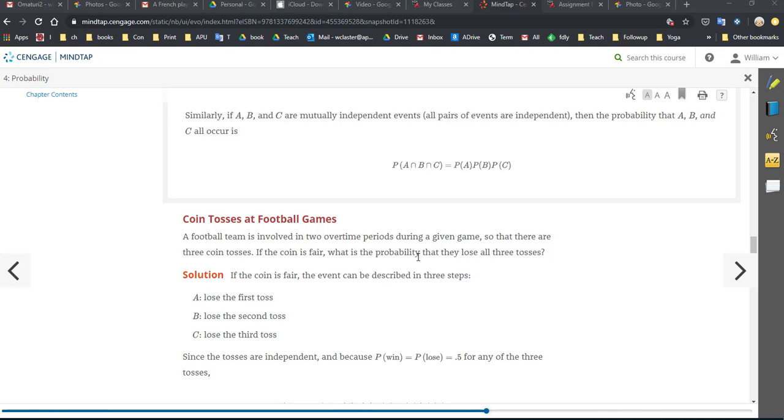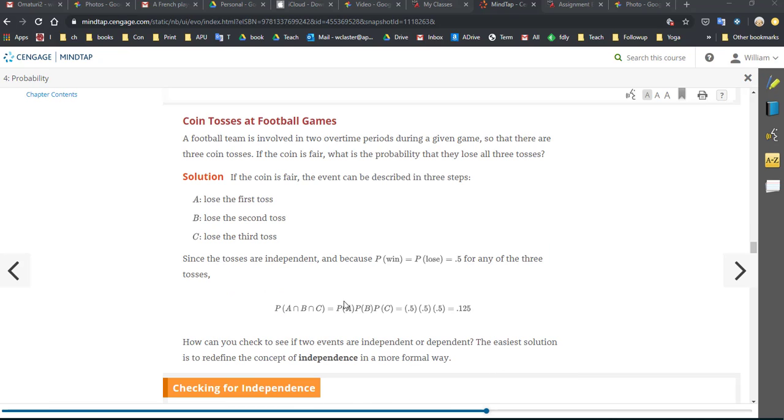So I guess lose means you get tails each time, or no, sorry, win and lose. So you can define A, that you lose on the first toss, B, that you lose on the second toss, and C, that you lose on the third toss. They're not saying how you get lose, whether a tail or a head, but you're either going to win or lose, so we can talk about it in those terms. Since the tosses are independent, and the probability of win equals the probability of lose equals 0.5 for any of the 3 tosses, we want the probability of A intersect B intersect C, that all 3 of these occur. Since they're all independent, we can write it like this, and these are each 0.5. So the probability that this happens is 0.125, which is also equal to 1/8, 1 out of 8.